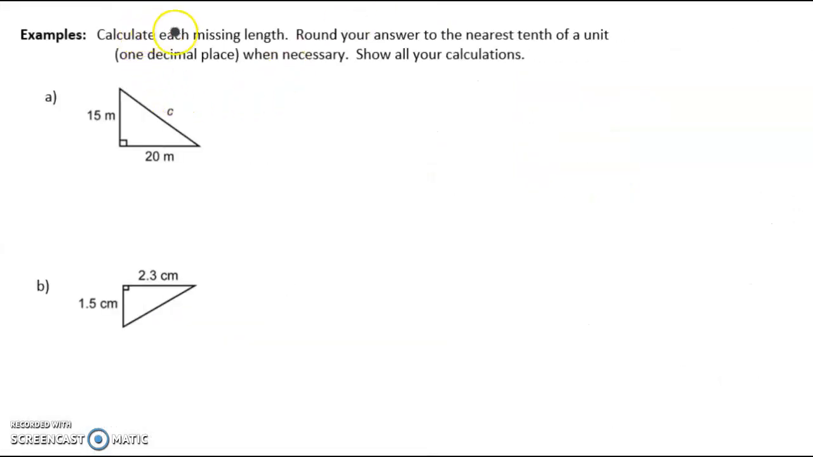So let's look here. It says calculate each missing length and round your answer to the nearest tenth of a unit, 1 decimal place, when necessary, and show your calculations. So right away, what I do is I look at my triangle and I draw my line out. Okay, and I call this my hypotenuse. And then I call this one side 1 and this one side 2. So I would do this. Hypotenuse squared equals side 1 squared plus side 2 squared. And then I fill them in.